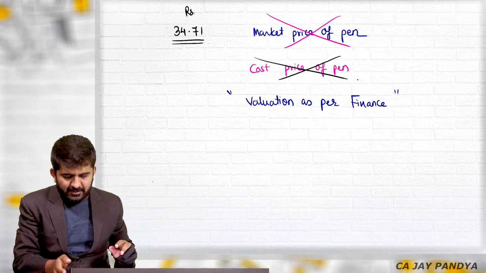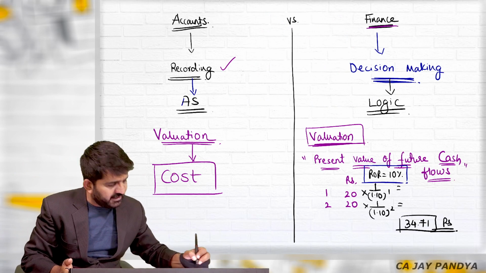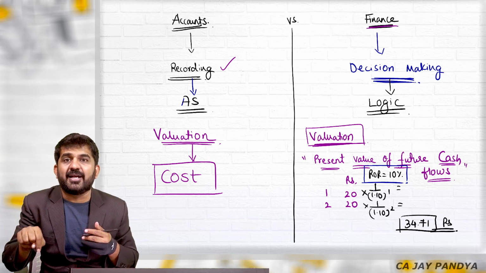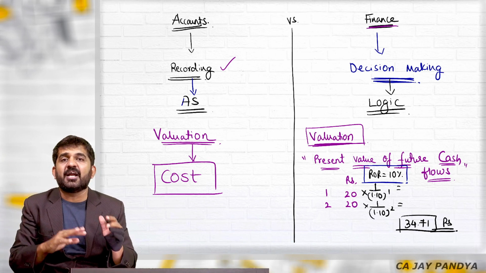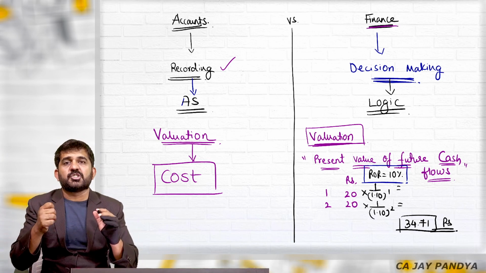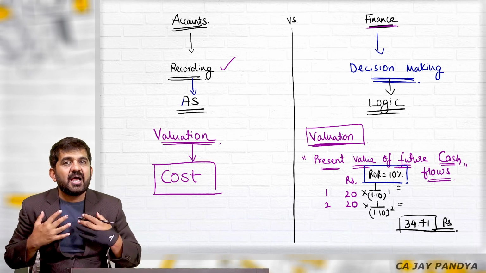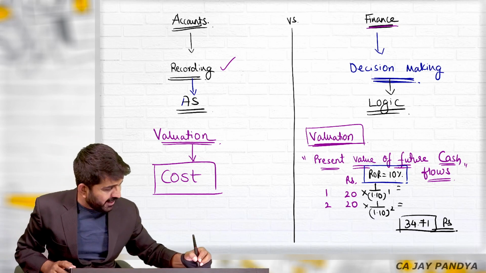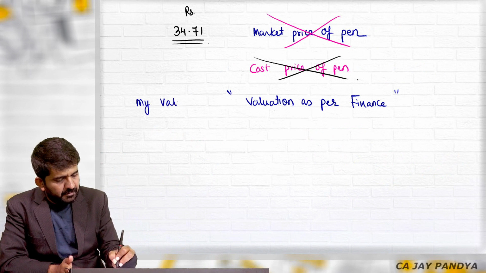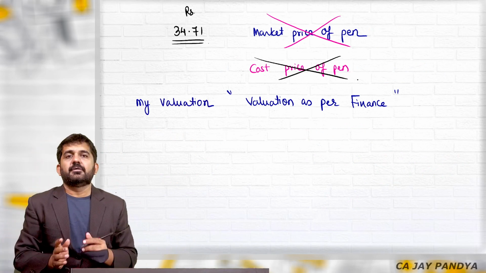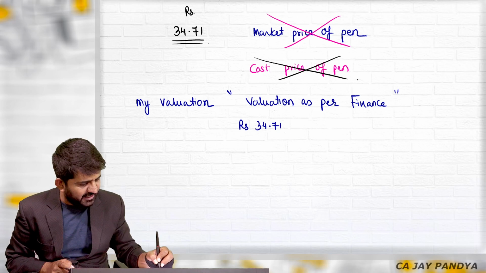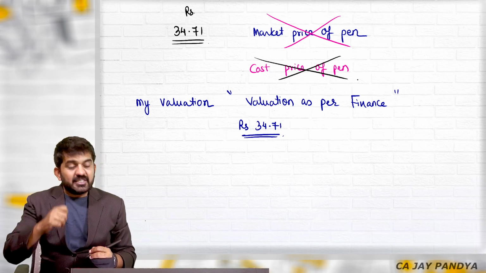But first understand, this 10% is my required rate of return. Anil Ambani's required rate of return might be 18%. Mukesh Ambani's required rate of return might be 30%. Mukesh Ambani invests in any project which is not giving less than 30% to him. I invest in the project which is giving me 10%. So my required rate of return is 10%. So it is only my valuation. So I feel this pen is of 34.71 rupees.